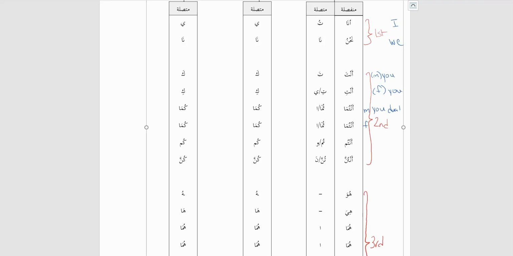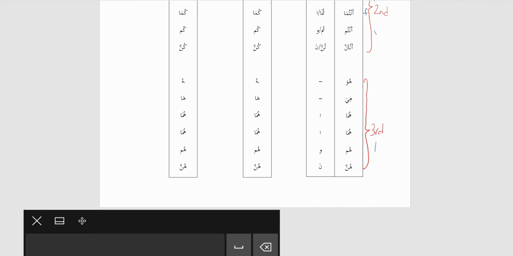So these are both dual, masculine and feminine, but you really can't tell a difference. They both are antuma. So the good thing is if you want to use antuma, meaning you dual, you two people, or those two things, you can use either one. No one can tell the difference. Antum is you all, so a group of people.